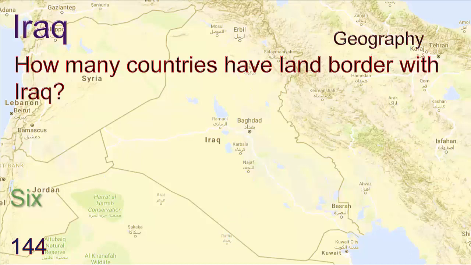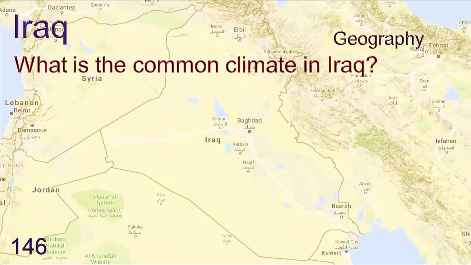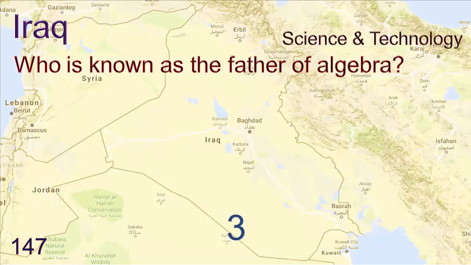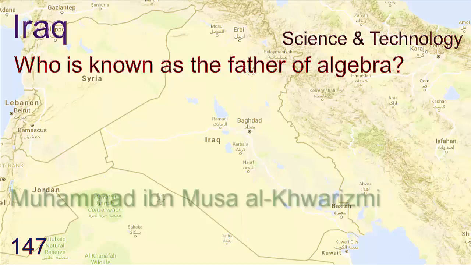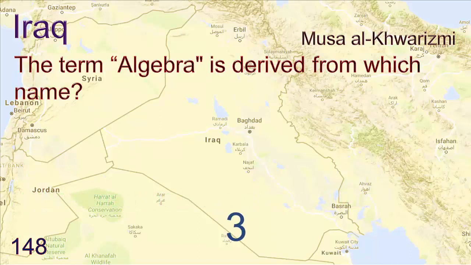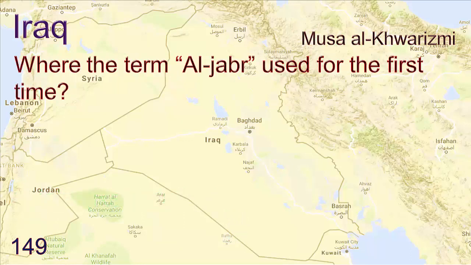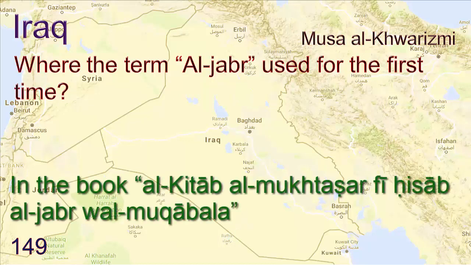Answer is 6. What is the oldest city in Iraq? Answer is Eridu. What is the common climate in Iraq? Hot arid. Who is known as the father of algebra? Muhammad ibn Musa al-Khwarizmi. The term algebra is derived from which name? Al-Jabr. Where was the term Al-Jabr used for the first time? In the book Al-Kitab Al-Mukhtasar Fi Hisab Al-Jabr Wal-Muqabla.